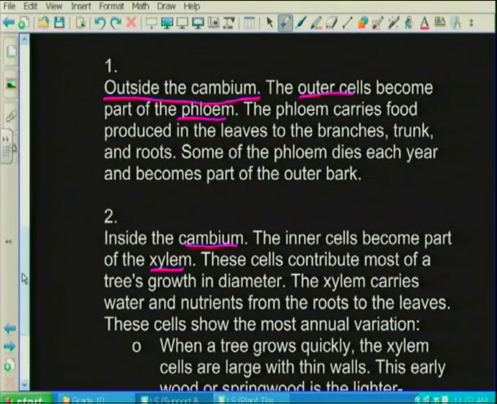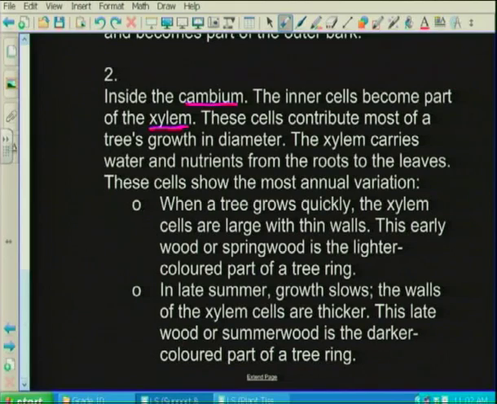Again, the function of phloem is that it carries food that is produced in the leaves, and it carries it down to the roots. And then on the inside of the cambium, the xylem carries the water and nutrients from the roots to the leaves. It's very important that you remember these functions.